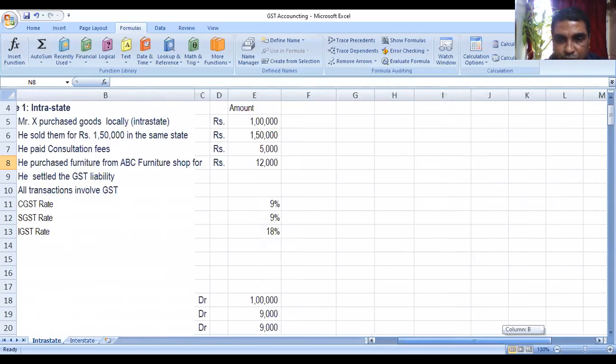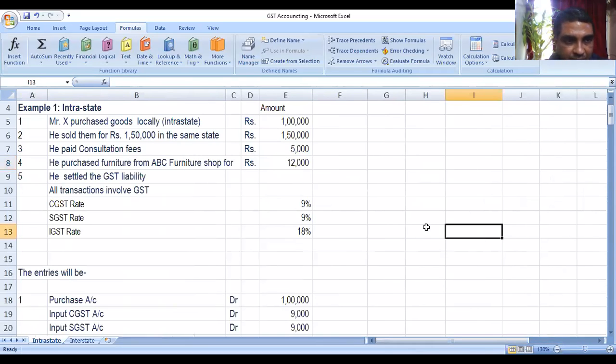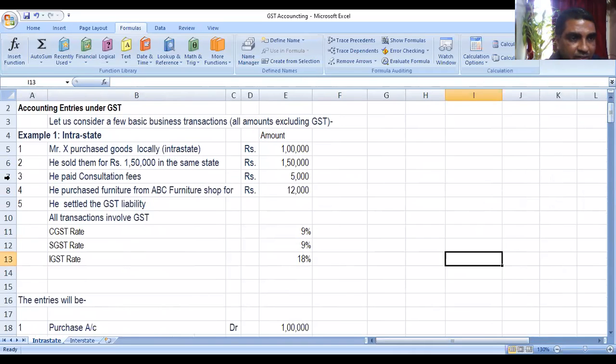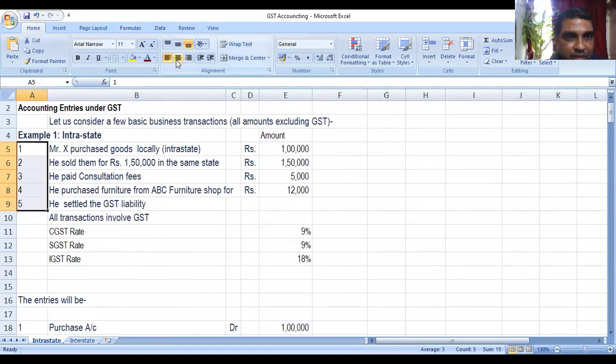We'll be discussing those entries, and in subsequent classes, we will develop a more detailed understanding of how these entries are made. But all of us, since we have some basic idea about accounting, it will be very easy for us. Very quickly, we'll just go through what kind of entries are necessary.